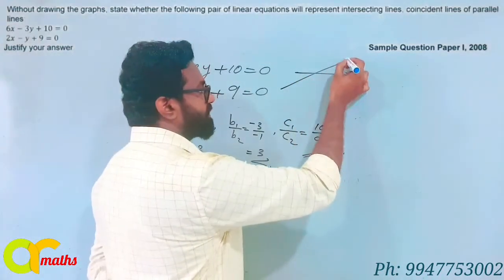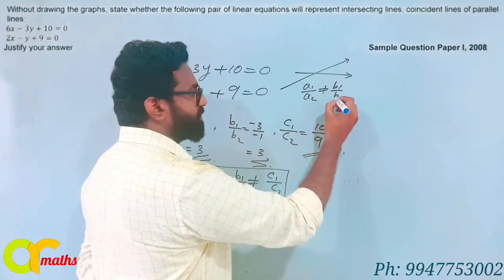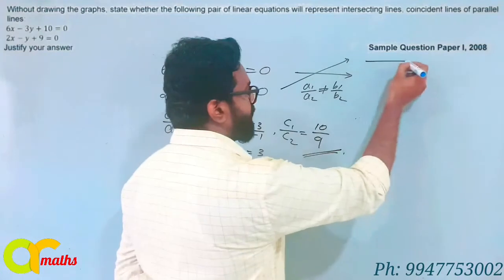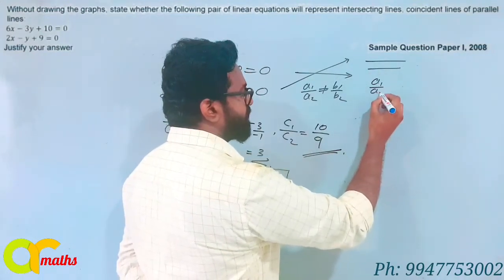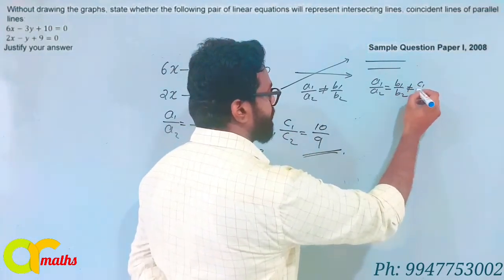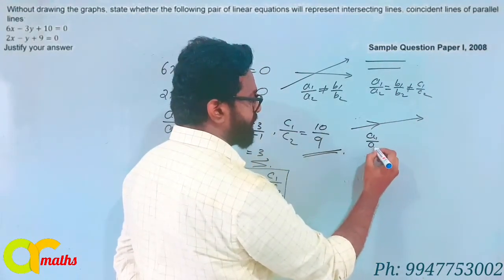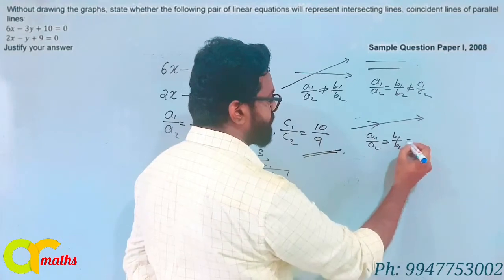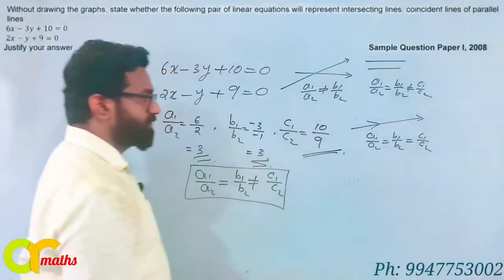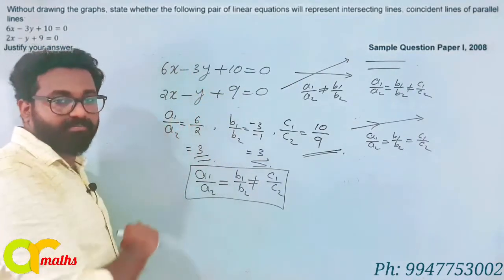This condition is for parallel lines. If two lines are intersecting, a1 divided by a2 is not equal to b1 divided by b2. Ready? Next, if two lines are parallel, a1 divided by a2 equals b1 divided by b2 not equal to c1 divided by c2. If two lines are coincident, a1 divided by a2 equals b1 divided by b2 equals c1 divided by c2. So this is the case of parallel; these two lines are parallel. Ready? Okay, next, our last question in this chapter. Listen.